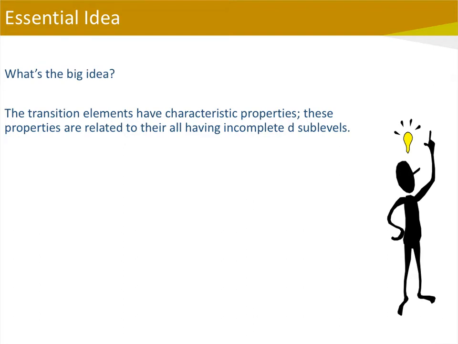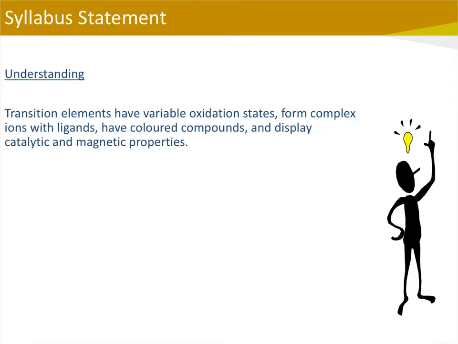The big idea, the transition elements have characteristic properties. These properties are related to their all having incomplete D sublevels. And the relationship to electron configuration becomes very apparent with that statement. First understanding is some of the different concepts or properties of these transition elements.